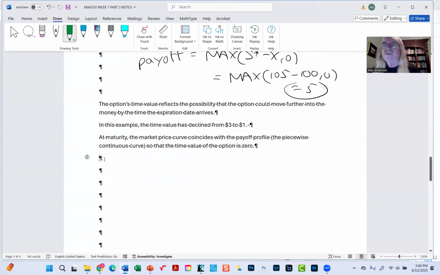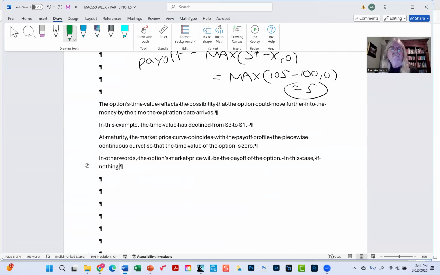So in other words, the market price of the option will be the payoff. Okay, so in this case, if nothing else changes, in other words, the stock stays where it is, price and payoff will both be $5 at the maturity date.